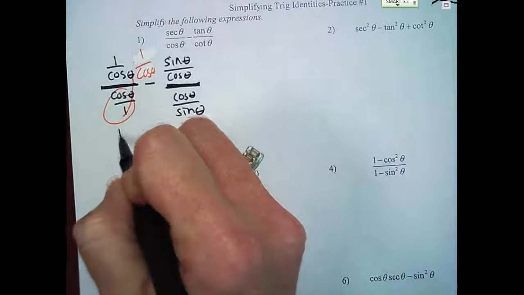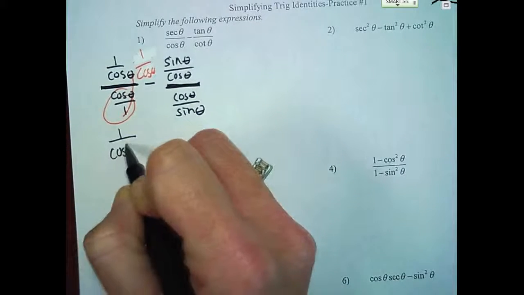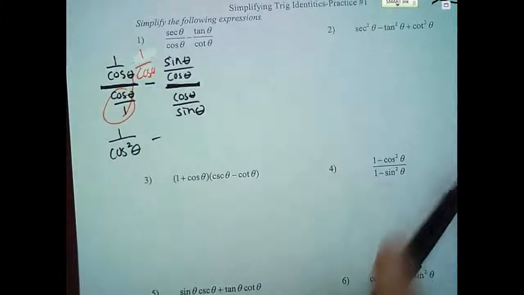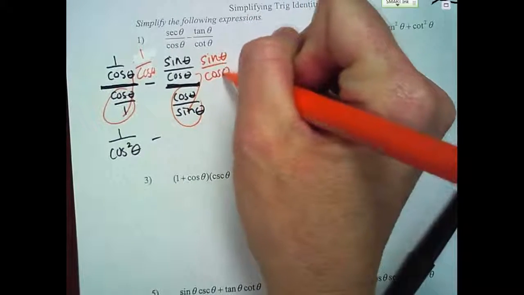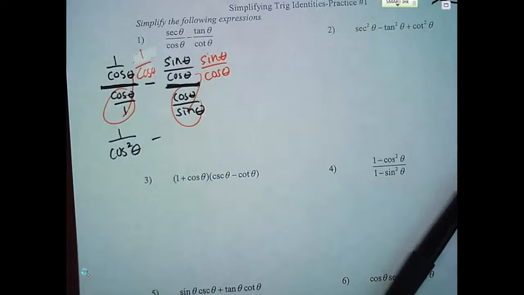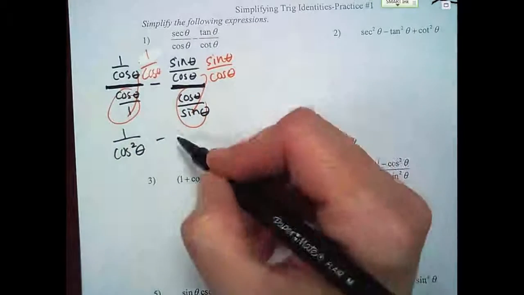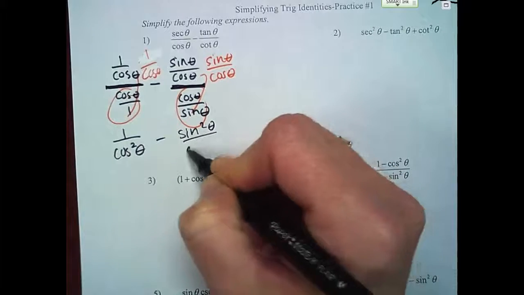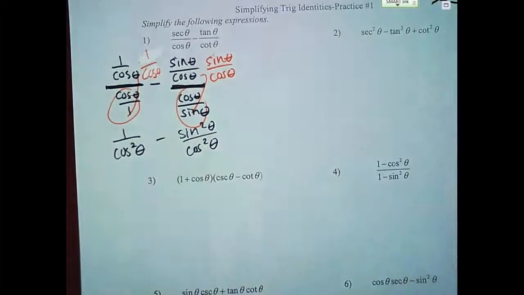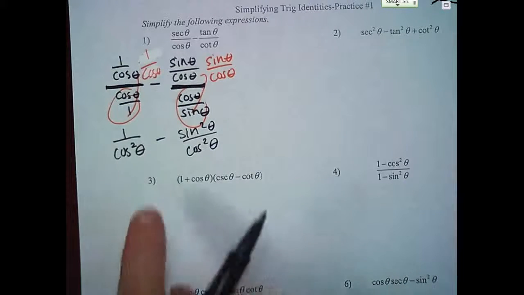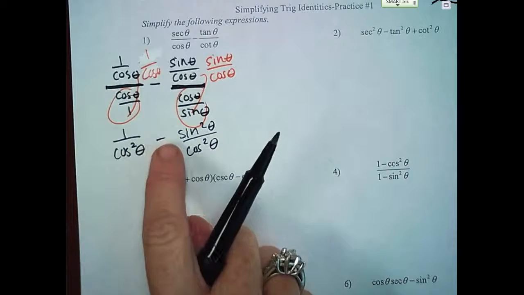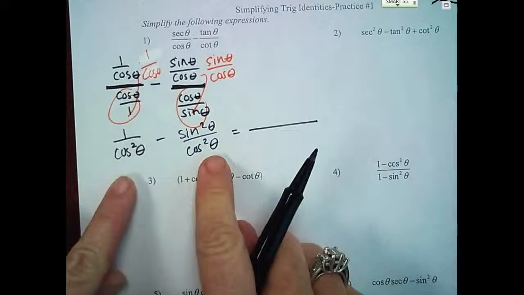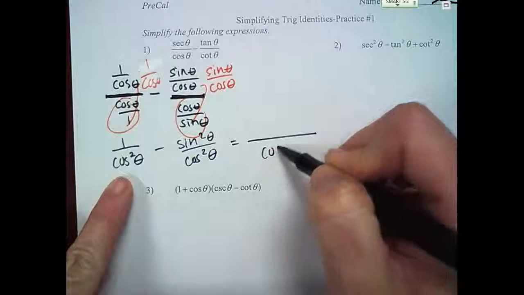So now I get 1 over cosine squared. I'm going to flip the second one. Sine of theta over cosine of theta. Like I said, this is not the only way to do it. And I get sine squared over cosine squared. What kind of problem is this? What do you see in the middle? So what do I need to do when it's a subtraction problem? Does it already have a common denominator? It does, doesn't it? So transfer it over.